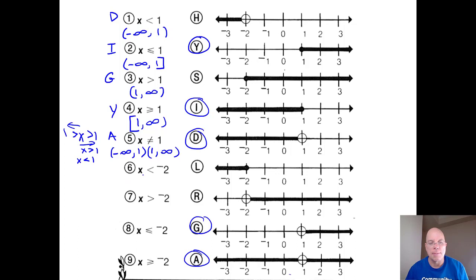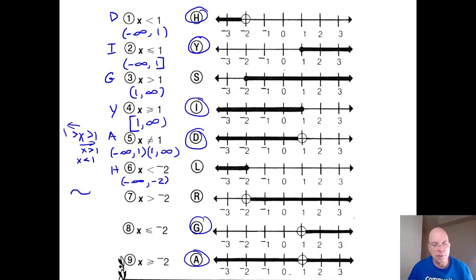Number 6, x is less than negative 2. At first R jumped out at me, but that's showing all the values greater than negative 2. Less than negative 2 would be H, because negative 2 is not included and the arrow goes to the left. So this is H. The least possible value would be negative infinity, and the greatest possible value would be negative 2, except it wouldn't include that negative 2, so parentheses.